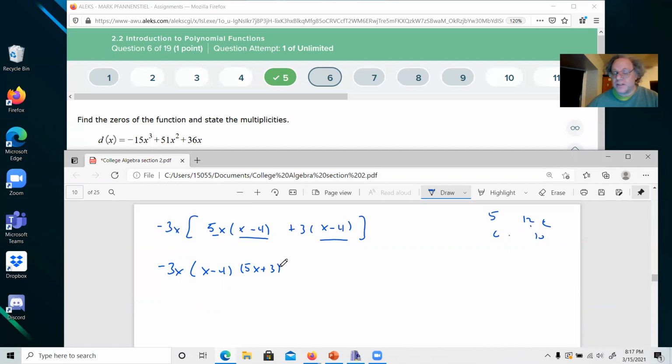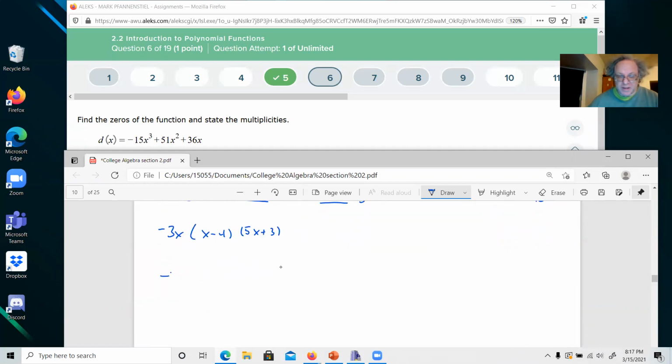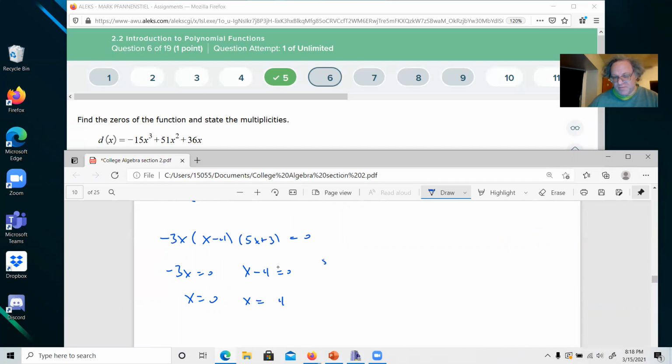Okay, now we're going to set it to 0 and solve. So we have negative 3x, x minus 4, 5x plus 3, set equal to 0. Solve it. So we have 3x equal to 0. I think we could safely say x is 0. We have x minus 4 equals 0. We can safely say x equals 4. And we have 5x plus 3 equals 0. Now you might take another step in here. We might need a 5x equals negative 3 and x equals negative 3 over 5. And that's fine. If you see this and say, oh, it's negative 3/5, that's fine. If you need that extra step, that's fine too. You work at what you're comfortable with.